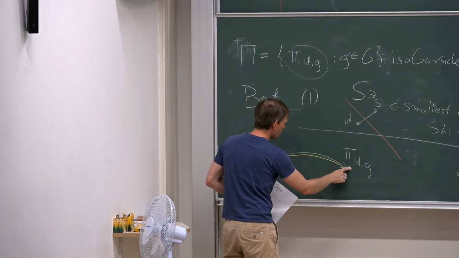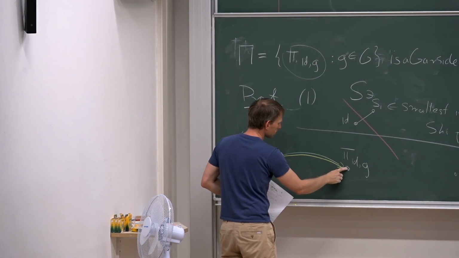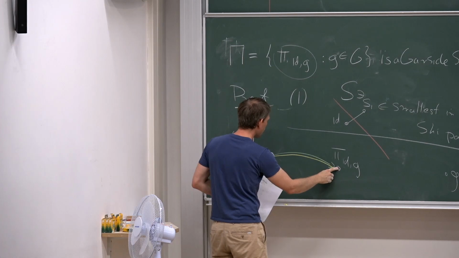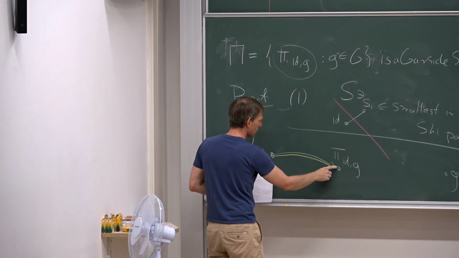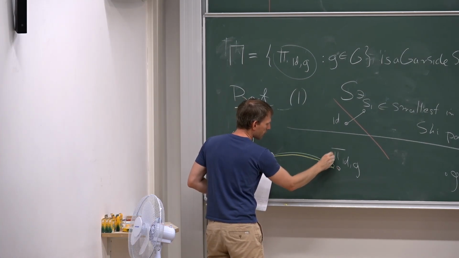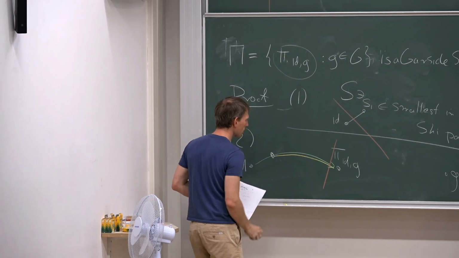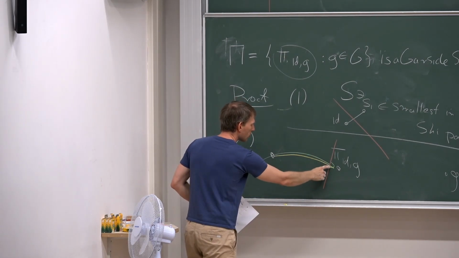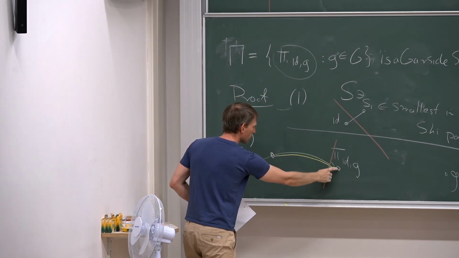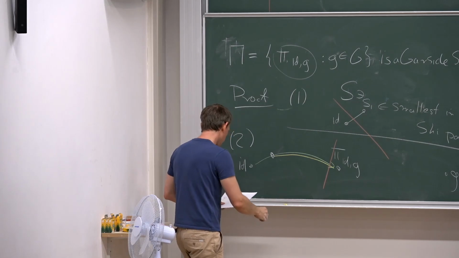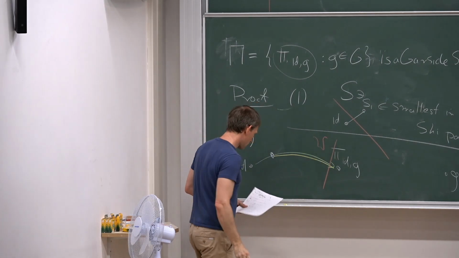But if I take any wall that I meet after the first step on this yellow path, this is also a wall that I meet as the first one on the path from this point to the identity. So call this wall W.